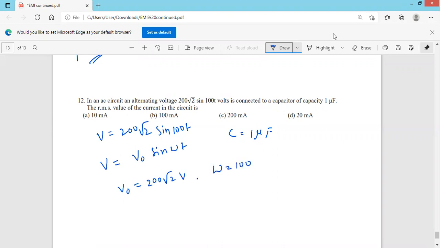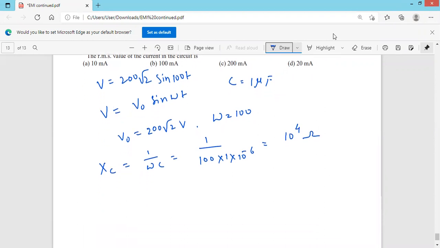Now calculate first the capacitive reactance. X is equal to 1 by omega C, which is 1 by 100 into 1 into 10 power minus 6. That is equal to 10 power 4 ohm. This is the capacitive reactance.